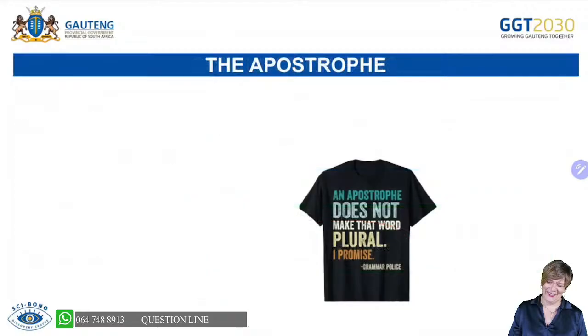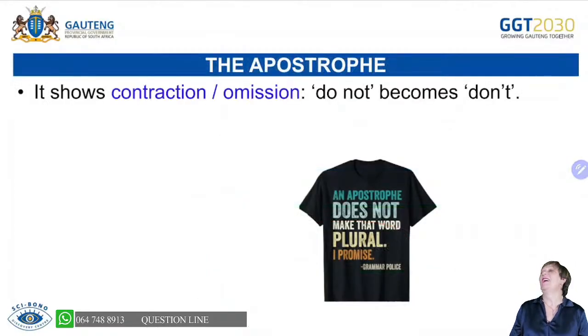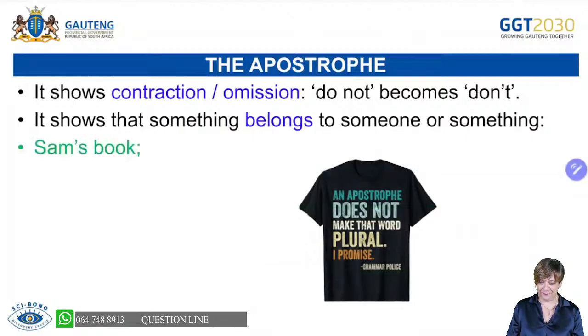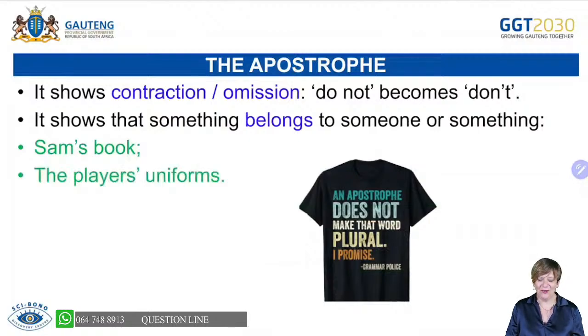Right, our apostrophe. Love this one. Let me remind you once again. Remember, we use it for contraction and omission. In other words, we leave out words or letters. We also use it to show it belongs to someone or something. We never ever use it as a plural. Never. We use it as Sam's book or the players' uniforms.